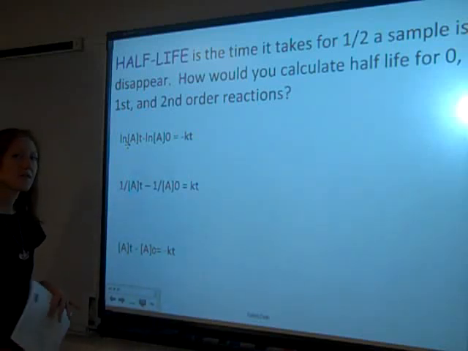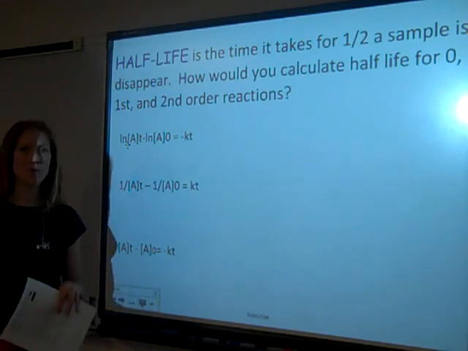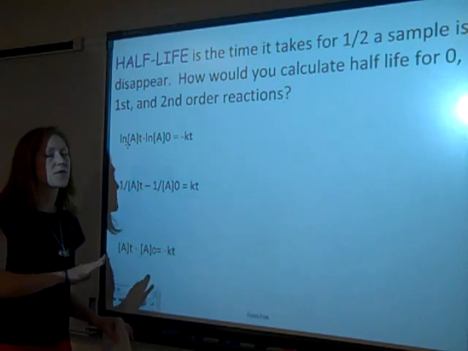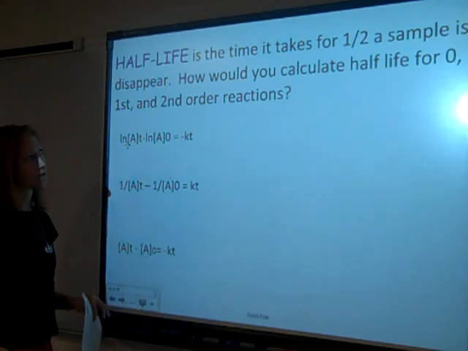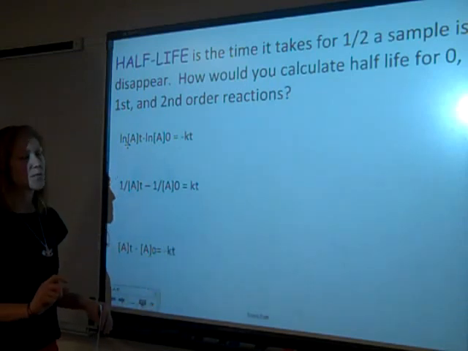Half-life is the amount of time it takes you to use up half of a reactant. So for example, if I started with 4 moles of a reactant, the half-life would be whatever time it took me to go from the 4 moles down to 2 moles. And if I kept going, I could see a second half-life going from 2 moles down to 1 mole.